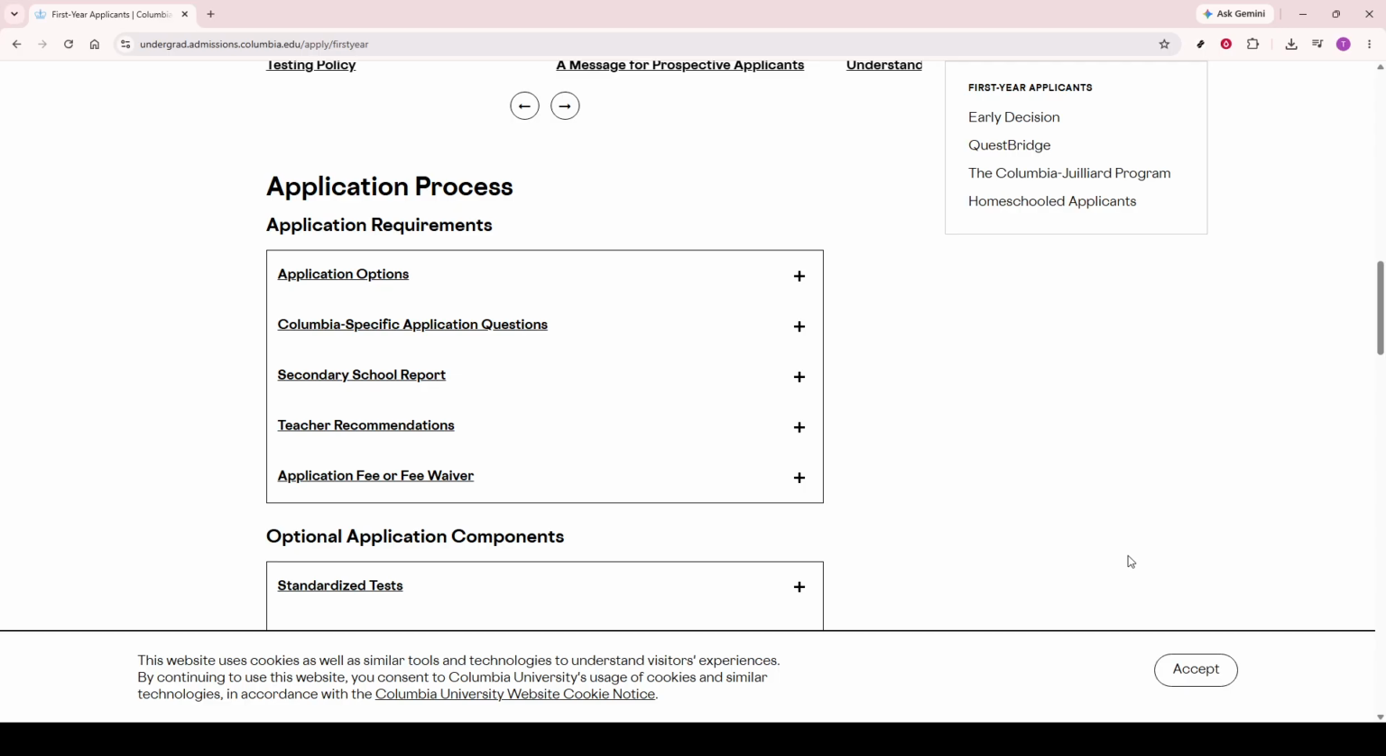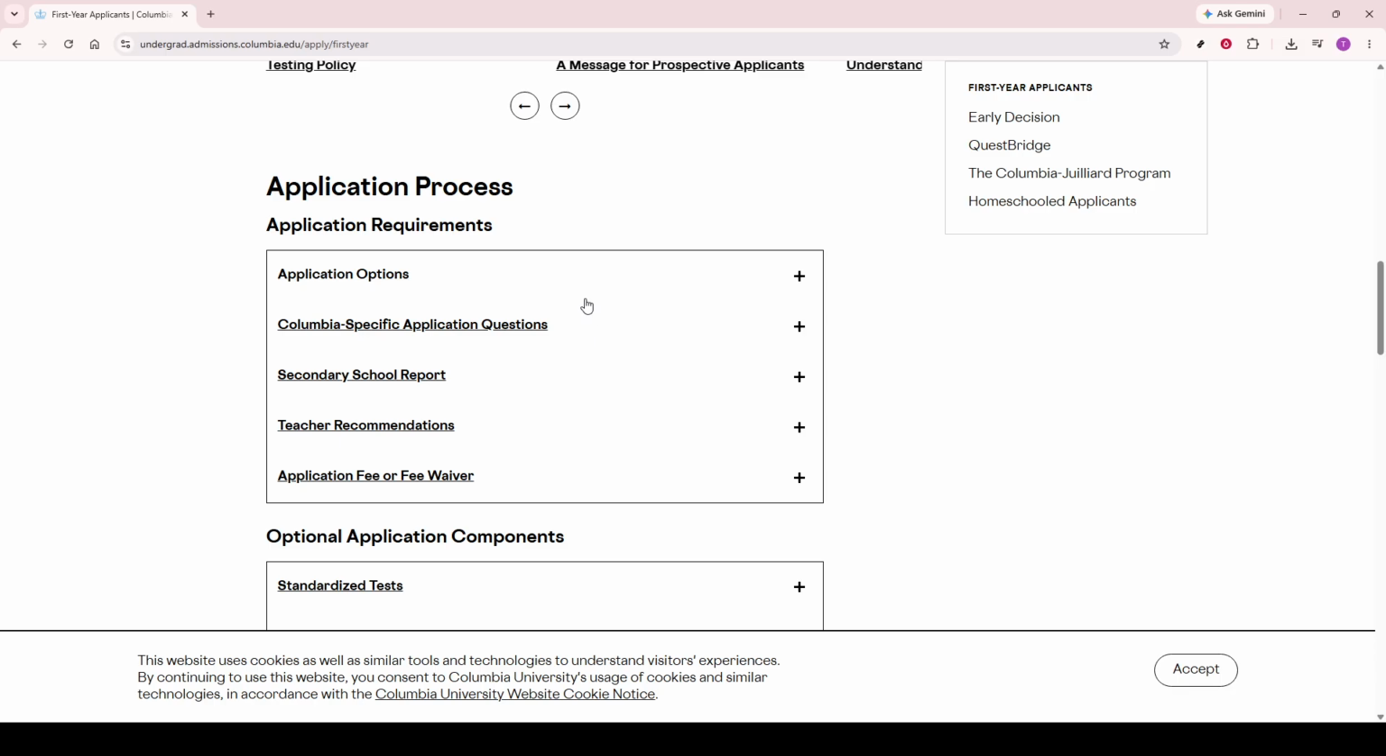After that, you'll need to submit the required materials. This includes the application fee, which is $85 and non-refundable, unless you qualify for a fee waiver. You'll also need to provide your academic records, including your official high school transcript, your high school counselor's recommendation, your school profile, and your mid-year report. In addition, Columbia requires 2 teacher evaluations. These recommendations are an important part of your application, so it's a good idea to request them early and give your teachers enough time to write thoughtful letters on your behalf.